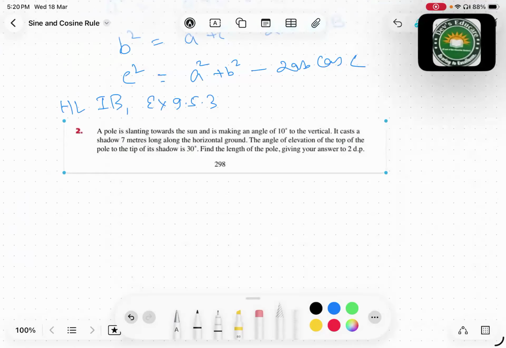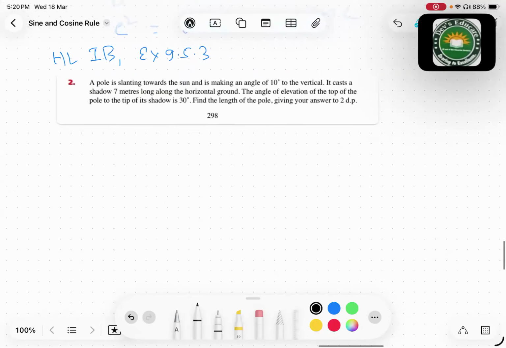Exercise 9. A pole is slanting towards the sun and is making an angle of 10 degrees to the vertical. It casts a shadow 7 meters long along the horizontal ground. The angle of elevation of the top of the pole to the tip of its shadow is 30 degrees. Find the length of the pole, giving your answer to 2 dp. A pole is slanting towards the sun.